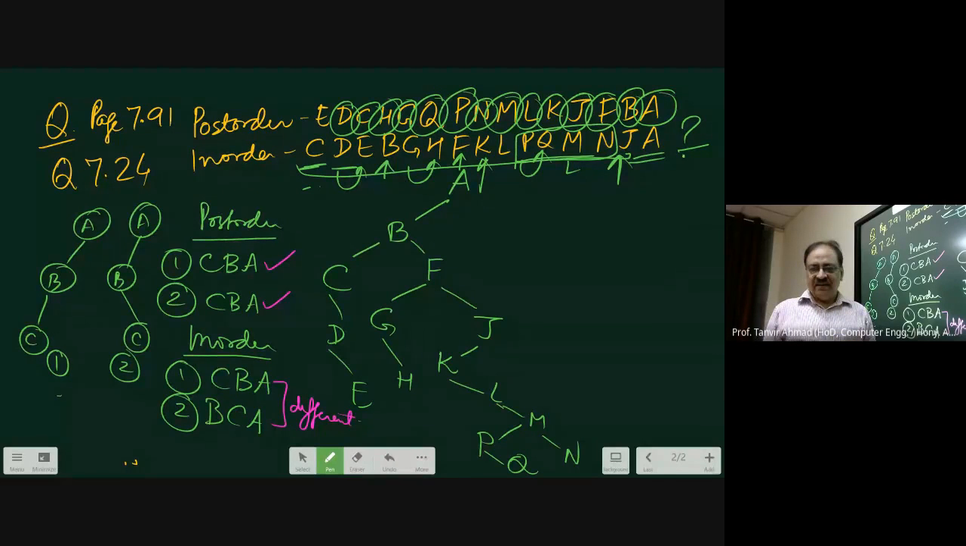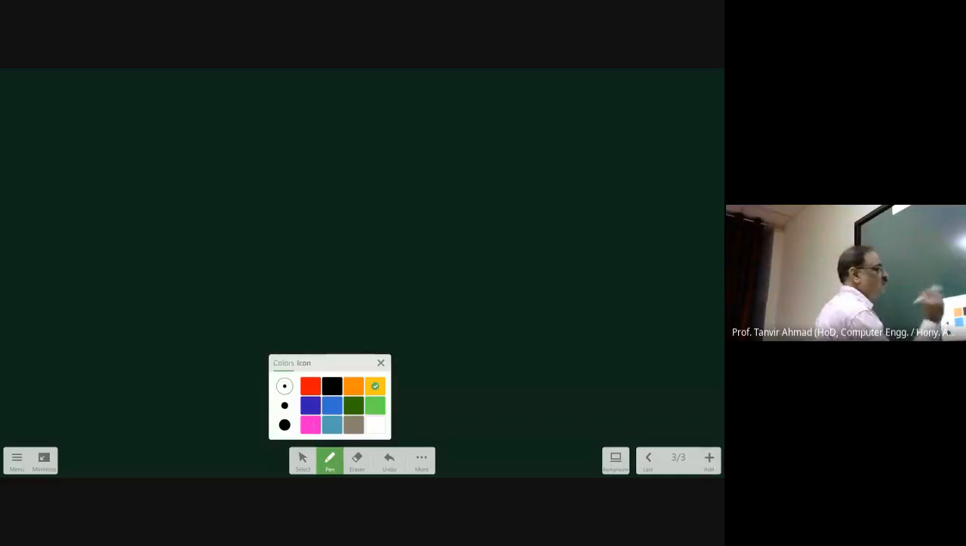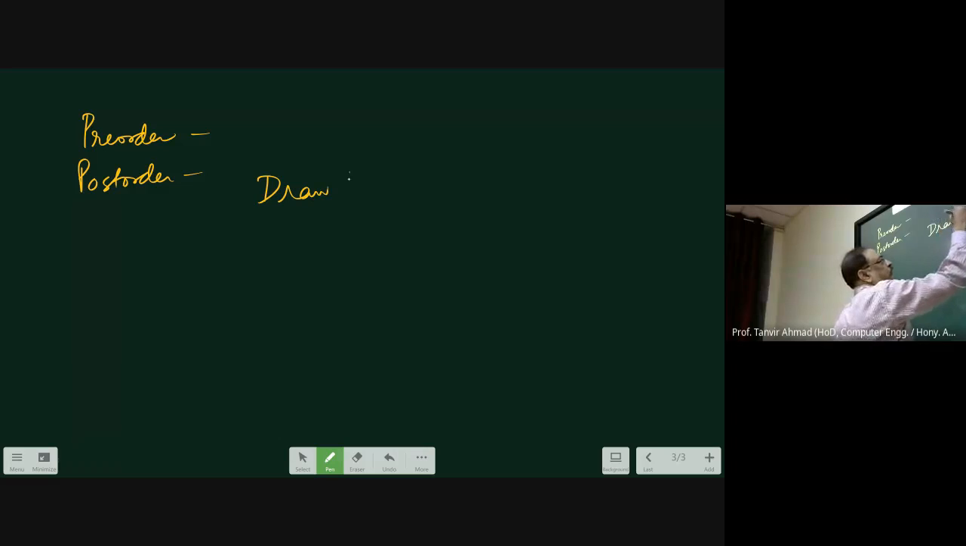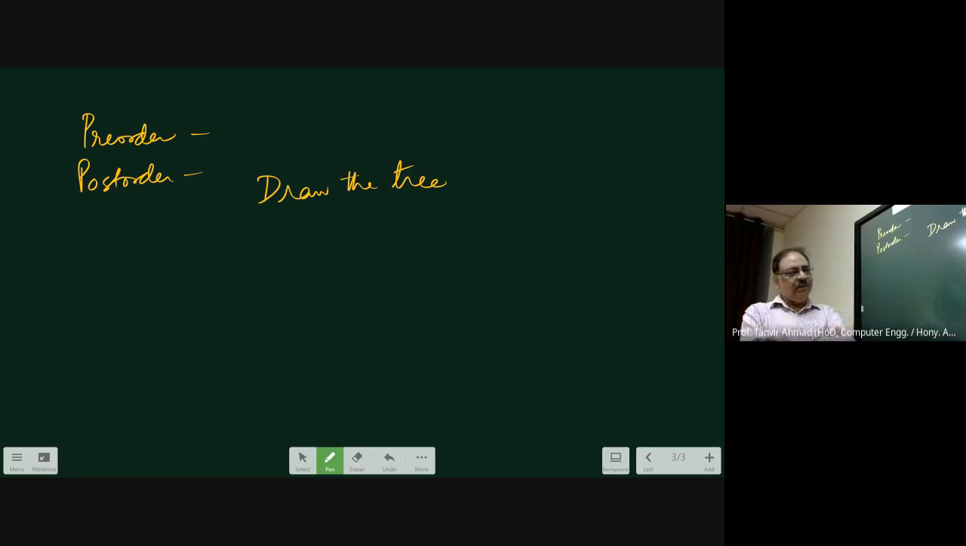Correct? Now with this concept, I am moving on to a very important concept. Say you are given two traversals, one a pre-order and one a post-order, and you have to draw the tree. You are given a pre-order and a post-order, and then you have to draw a tree.